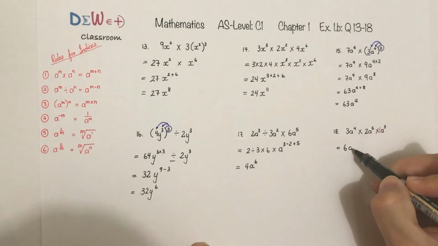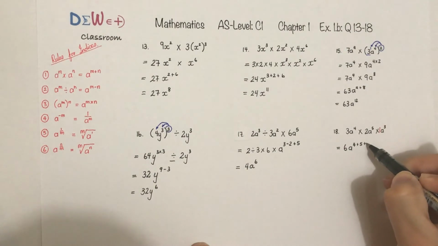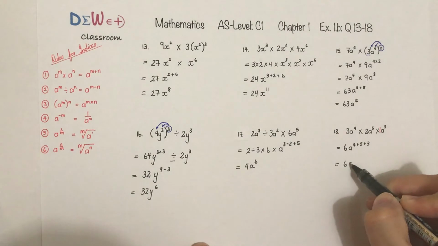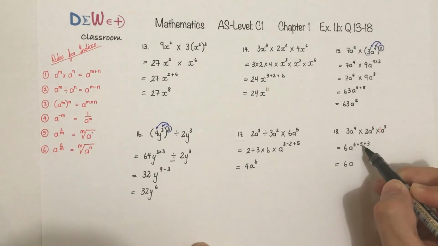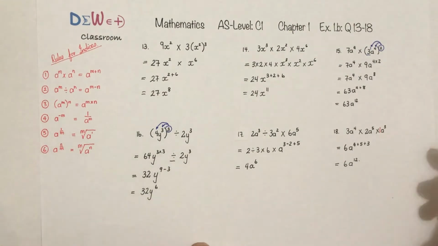We have a 4 plus 5 plus 3, resulting in 6a, 4 plus 5 is 9, 9 plus 3 is 12. And that concludes Exercise 1B, question 13 to 18.